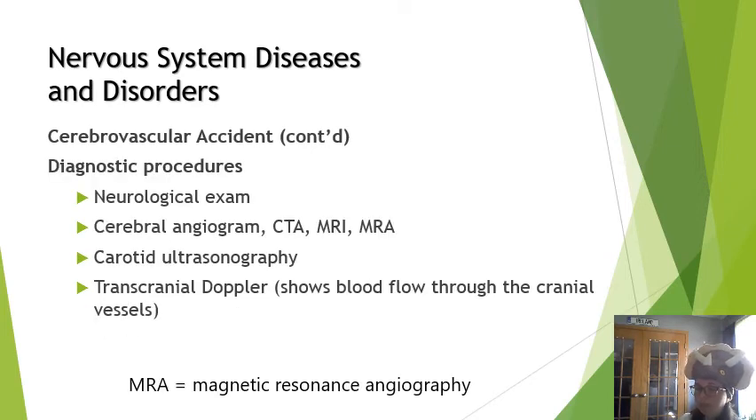As per usual with nervous system disorders, there is a neurological exam that is needed. This will help aid in the diagnosis, as is a cerebral angiogram, CT, MRI, and MRA, which is a magnetic resonance angiography. Ultrasounds of the carotid and transcranial Doppler could give the physician an image of blood through the cranial vessels as well, to see if there's any clots.